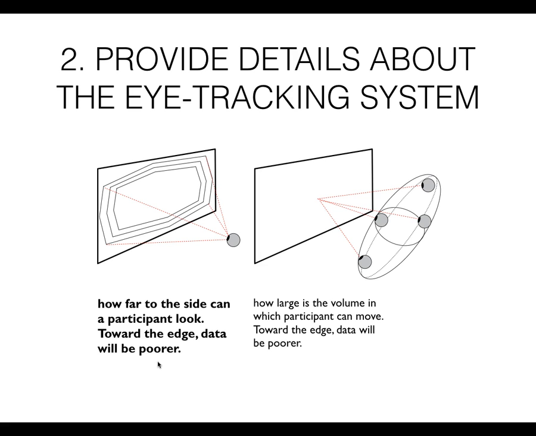Well, that's true if the person's head is stationary. It gets a lot worse when the person's head is moving. So as the person's head is moving, that point of accuracy is going to shift with them. So make sure you talk about or look at seeing how good your accuracy is in your eye tracker as you move the person.